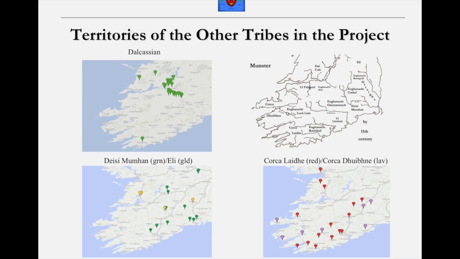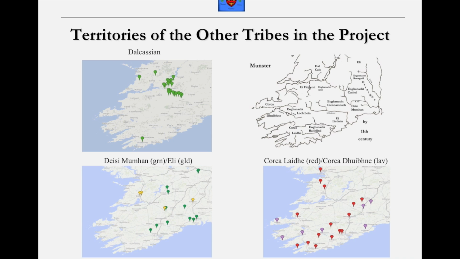And then the Déisi Moon and the Eli, here the greens and the golds, separating them out. And then the Kirkalee and the Kirkaguina. The lavender, as you can see, will give you the Kirkaguina, and the red, the Kirkalee. So that's where they're found, and the question is, are they descended from the tribes to which they are ascribed by surname, and are the tribes still found within the lands associated with them from ancient times? I think the pattern is emerging, as you can see, and I'll basically leave it to Elizabeth to talk about that. So we're looking at the interrelationships. That's what we're looking at.